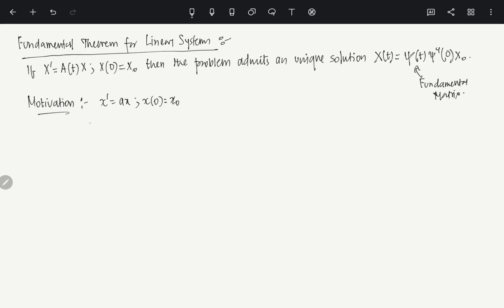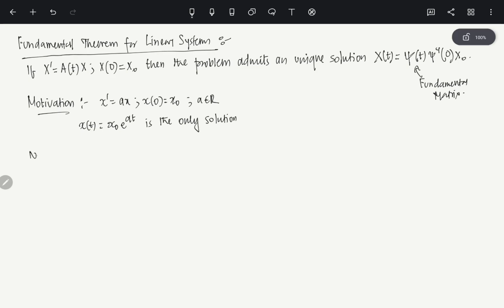You can easily check that x(t) equals x naught times e power at is a solution, and it is the only solution, right? Here a is in R, given. Okay, x(t) is the only solution. Now from here we can actually motivate ourselves about what should be.